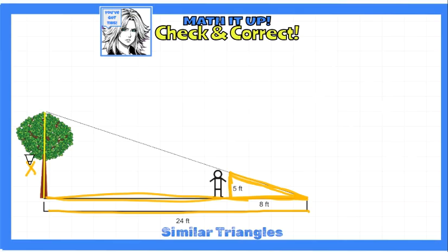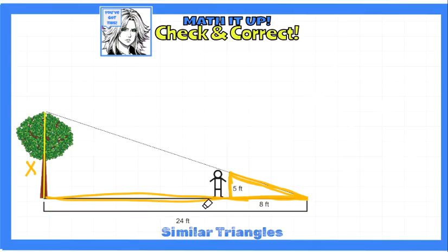So please stop the video now. I'd like you to find the missing measure and also try it with a proportion. Even though I know these numbers are not that difficult to figure out, try setting up the proportion in the way that we talked about just to practice. Okay, we'll see you in a few minutes.